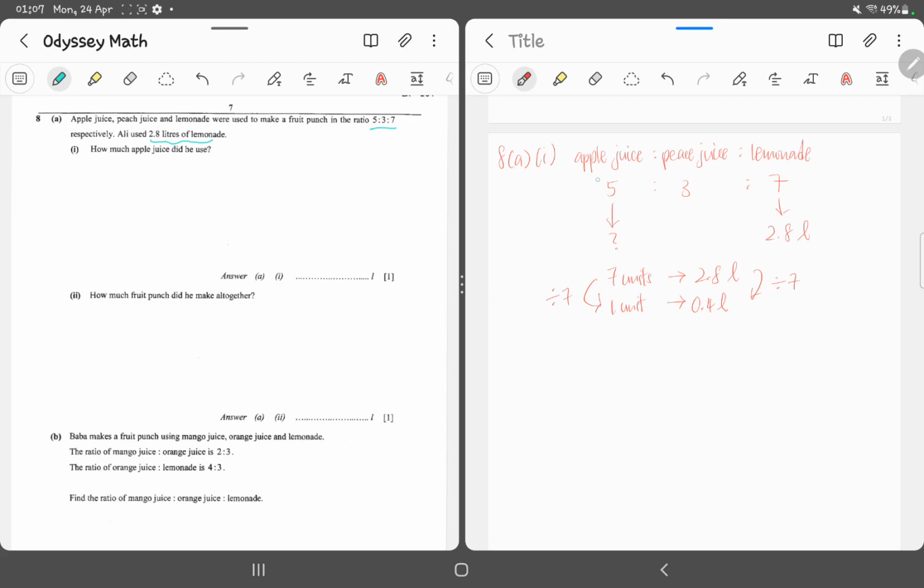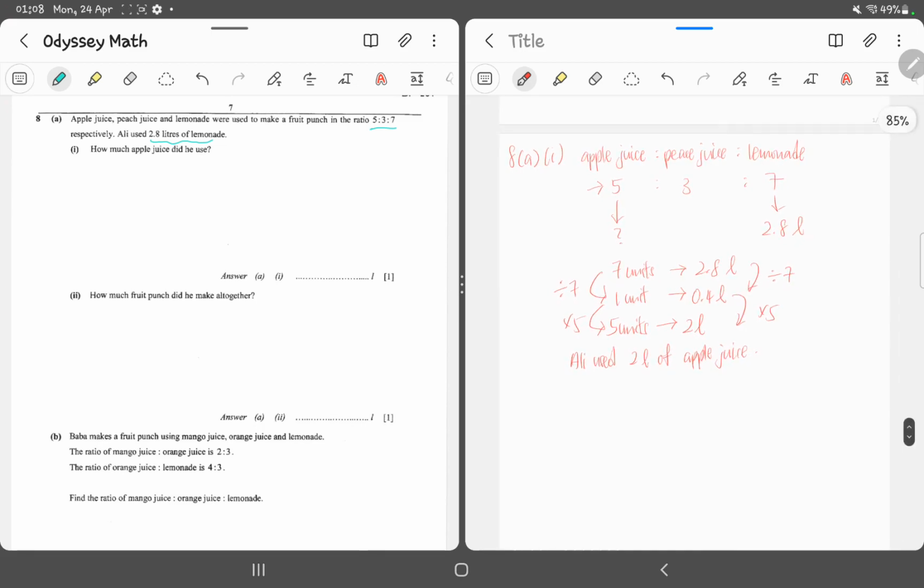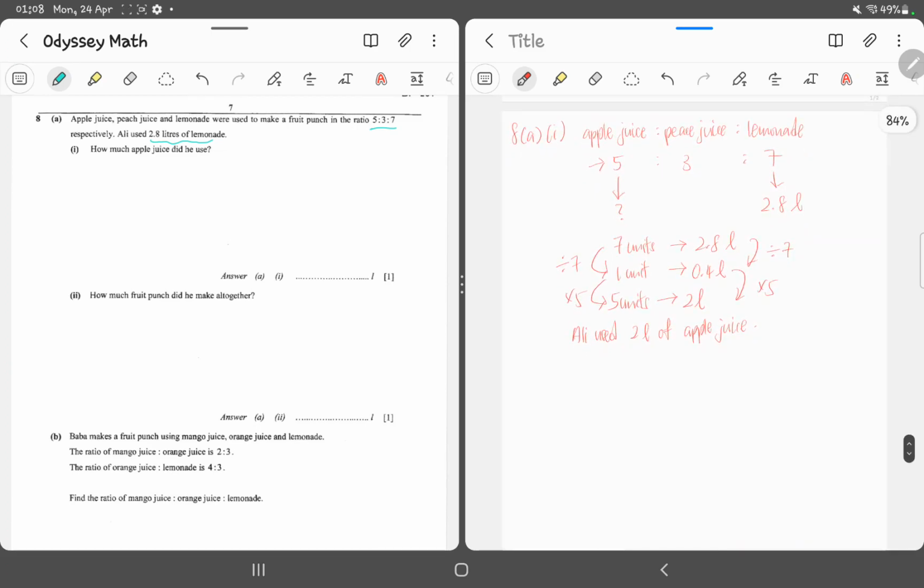So we want to find how much apple juice is used. So that will be 5 units, okay? So here from 1 to 5, I times 5, which means that for 0.4 liters, I also times 5. So 5 units will be 2 liters. Okay, so the answer is 2 liters. Ali used 2 liters of apple juice. Okay, so that's it for A part 1.